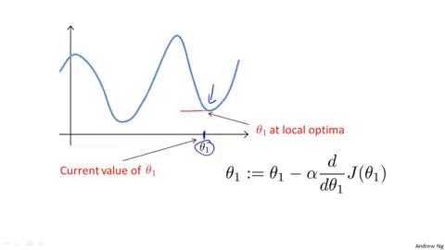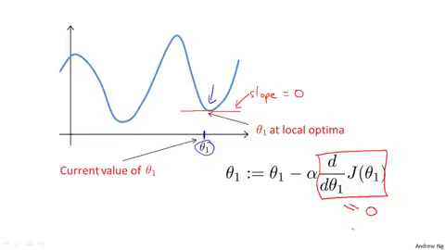So let's look at that slope, right? So it's that tangent point. So the slope of this line will be equal to 0, and thus this derivative term is equal to 0. And so in your gradient descent update, you have theta 1 gets updated as theta 1 minus alpha times 0. And so what this means is that if you're already at the local optimum, it leaves theta 1 unchanged, because theta 1 equals theta 1. So if your parameter is already at the local minimum, one step of gradient descent does absolutely nothing. It doesn't change the parameter, which is what you want, because it keeps your solution at the local optimum.